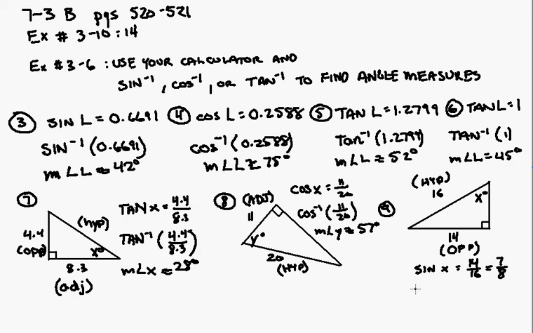Okay? So I'm going to go second sine, so sine minus 1. Input the ratio, 7 over 8. And we should have that the measure of angle x is approximately 61 degrees.